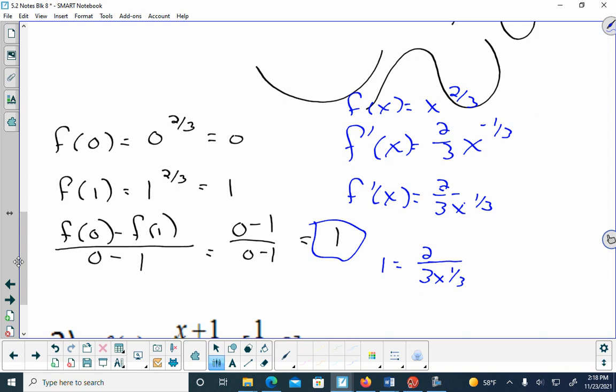How are you going to solve that? You can cross multiply, or you can multiply both sides by 3 times x to the 1/3. So when I do that, I'm going to have 3x to the 1/3 is equal to 2.